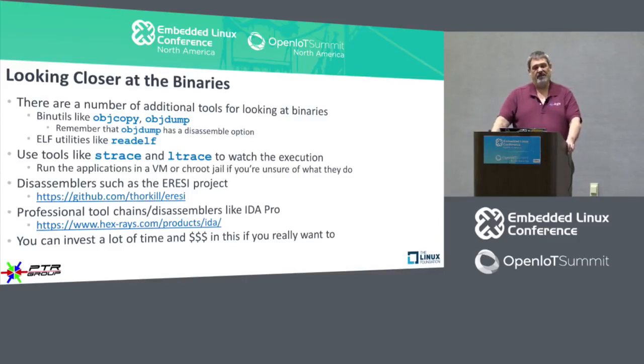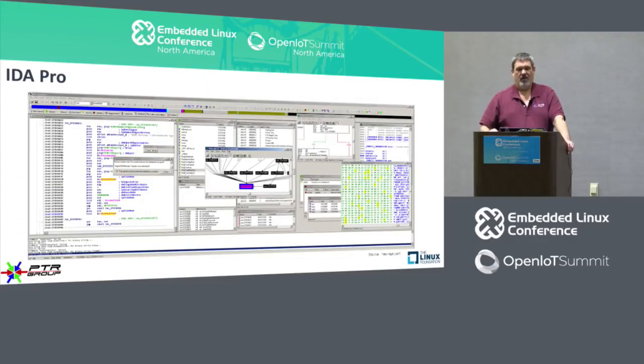There are some disassemblers. There's the Aresi project. This one is a fairly nice disassembler. Does a great job for x86-64, and it tries to figure out exactly what the jumps are and help you put it back together again. There are also professional tool chains and disassemblers like IDA Pro. Now, IDA Pro is the hardcore reverse engineer's friend. IDA Pro is not cheap. It's like $6,000 or $7,000 for a copy of IDA Pro per CPU architecture. So it's not cheap, but it is awesome.